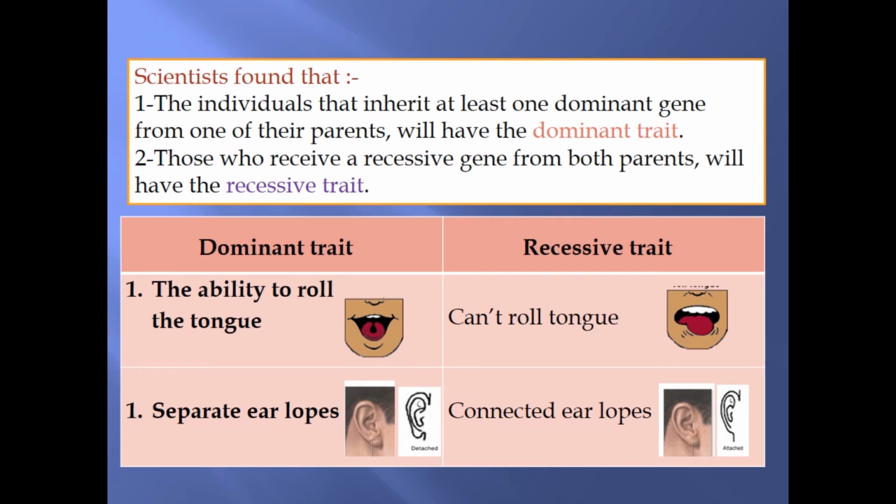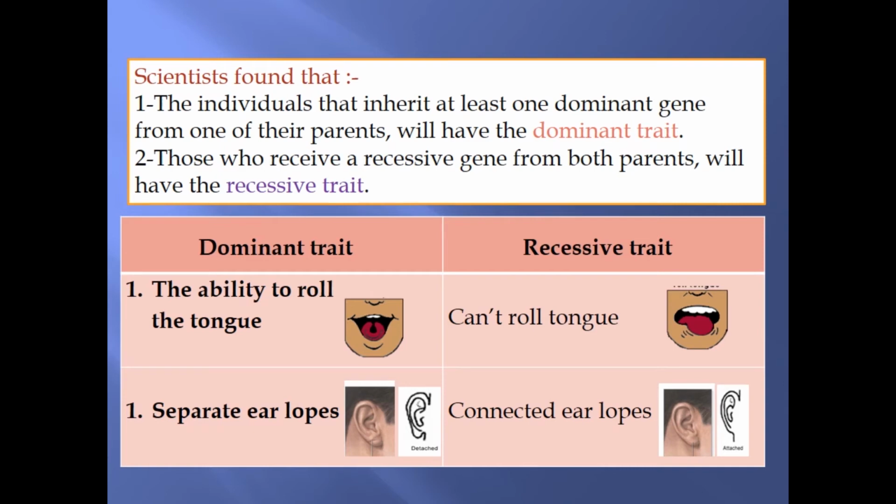Now, scientists found that the individuals that inherit at least one dominant gene from one of their parents will have the dominant trait, but those who receive a recessive gene from both parents will have the recessive trait. Here are some of the dominant and recessive traits of the human being. The ability to roll the tongue is one of the dominant traits that we can see in some persons, while the inability to roll the tongue is the recessive trait.